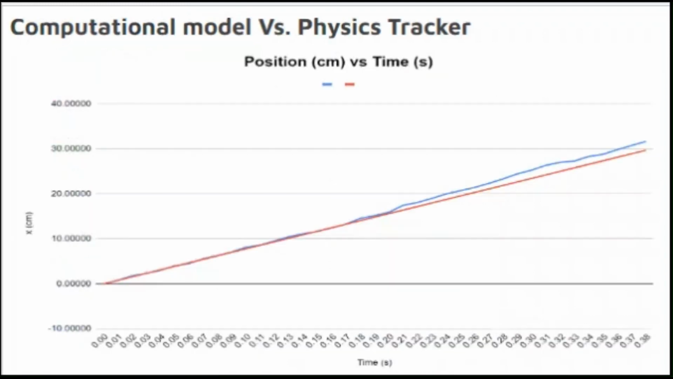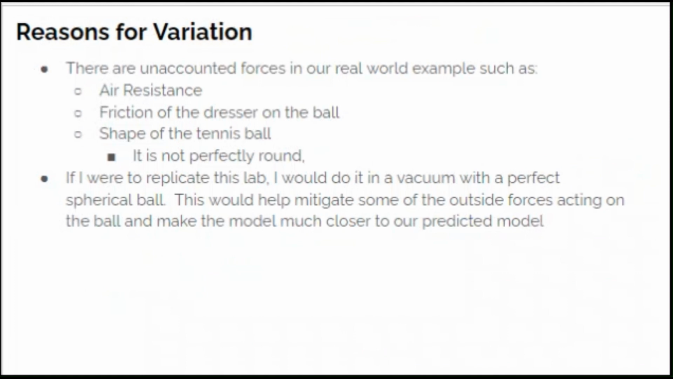Moving forward, these are the results of the computational model versus the Physics Tracker. The computed model is the red line and the blue is the observed model. The computed model is a great example of an ideal system where there's no external forces acting on the tennis ball. It is perfectly linear, indicating a constant velocity, but our blue observed model has a lot of disruptions and much more variance in its slope. Some reasons for that variation are unaccounted forces such as air resistance, friction of the dresser on the ball, and the shape of the ball since it's not perfectly round.